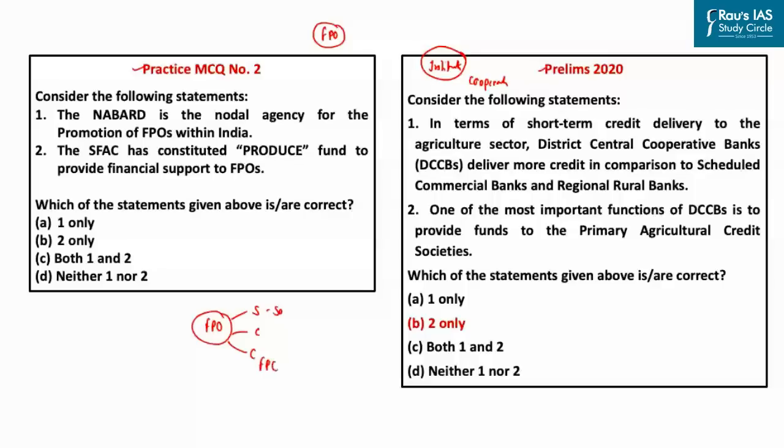If you look at the first statement here, the first statement is that NABARD is a nodal agency for the promotion of FPOs. It is actually the Small Farmers Agribusiness Consortium which is the nodal agency, and that is why the first statement which is given here is wrong.